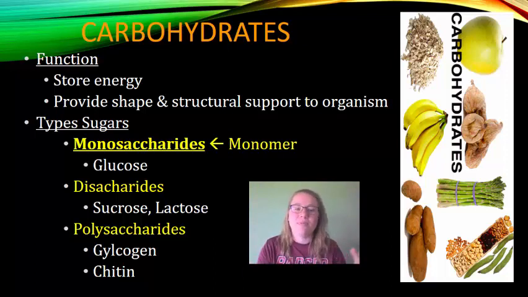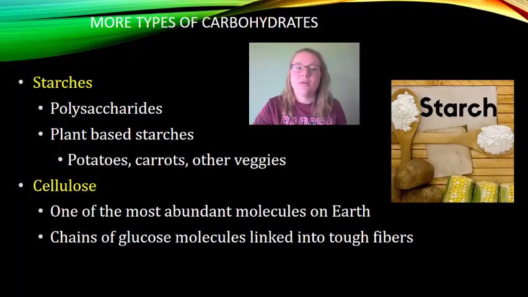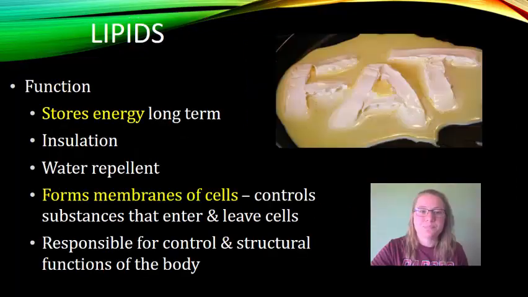Carbohydrates make up several types of sugar, so we have monosaccharides, disaccharides, polysaccharides. Saccharide just means sugar, mono means one, di means two, poly means many. But carbohydrates are also some other things as well. Carbohydrates are starches and cellulose. So starches are things like your starchy foods like potatoes and carrots and a lot of other veggies. Cellulose, these are some of those tough fibers in plants that help to give plants support.